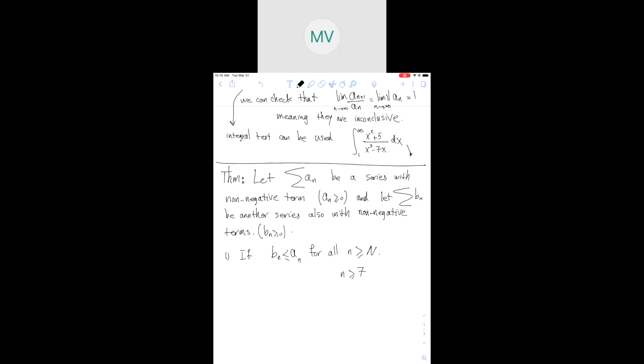So if that happens, if b sub n is less than or equal to a sub n, and this sigma a sub n converges, then sigma b sub n converges as well.